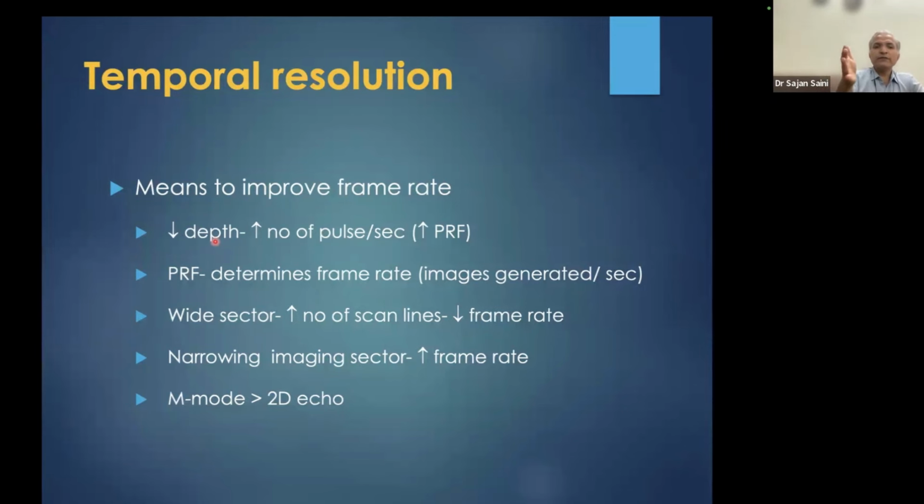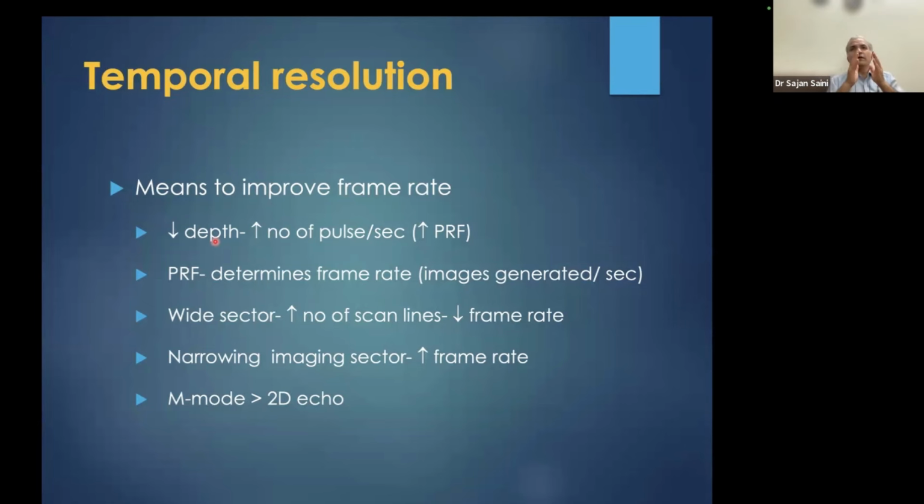The third is the sector width. If we have this big sector, then we have 1 wave, 2 wave, 3 wave, 4 wave, 5, 6, 7, and so on. So several waves are required to scan this sector. If we decrease it, once you narrow the sector, a lesser number of waves will be needed to scan this frame, and therefore there will be decreased time required to scan the whole frame. So the frame rate will increase, and therefore the temporal resolution will increase.